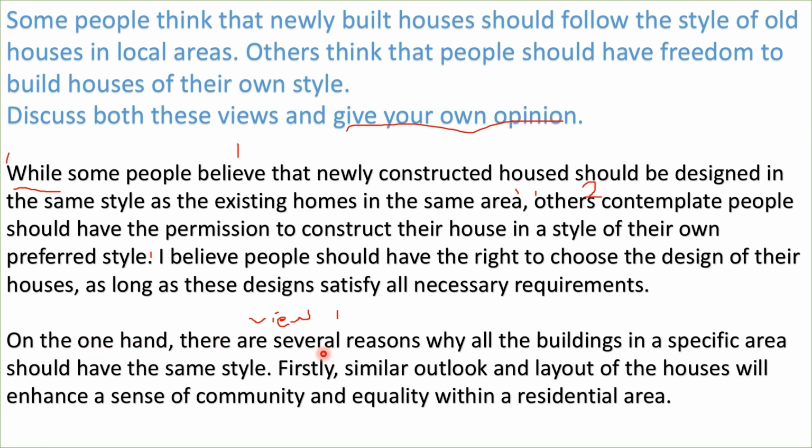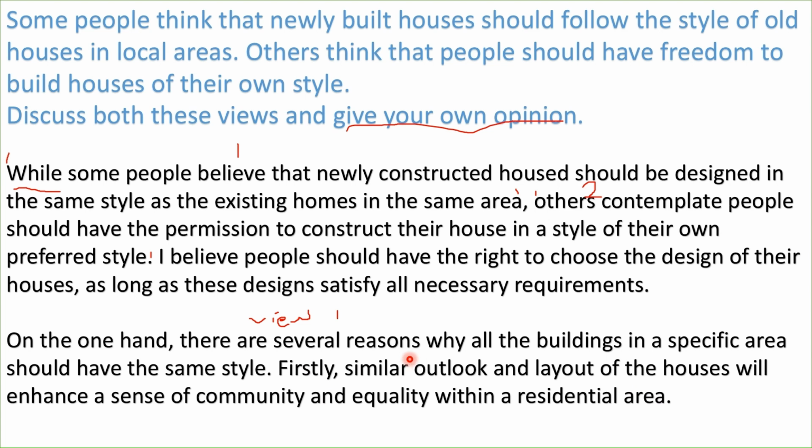On the one hand, there are several reasons why all the buildings in a specific area should have the same style. Firstly is a linking device. We need to use different linking devices in each to connect these ideas. Similar outlook and layout of the houses will enhance a sense of community and equality within a residential area.